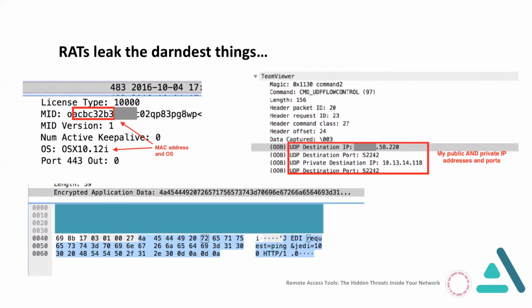On the right here, we see, again, TeamViewer, and in this case, it's leaking both my public and private IP addresses and the ports associated with those. So not only would you know what public-facing IP somebody's using, you would also be able to figure out what IP address they're using behind, for example, a NAT. So really, things that don't need to be sent across the network, they don't have a purpose, really just odd to see.